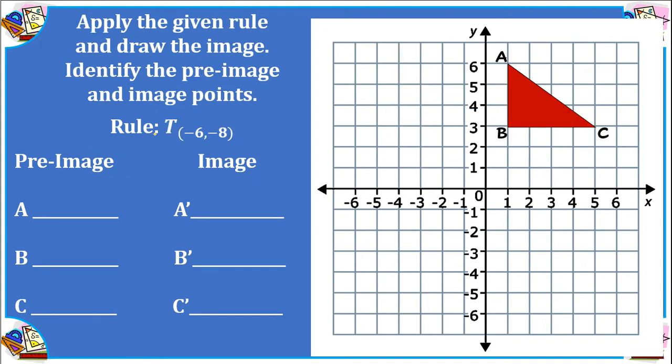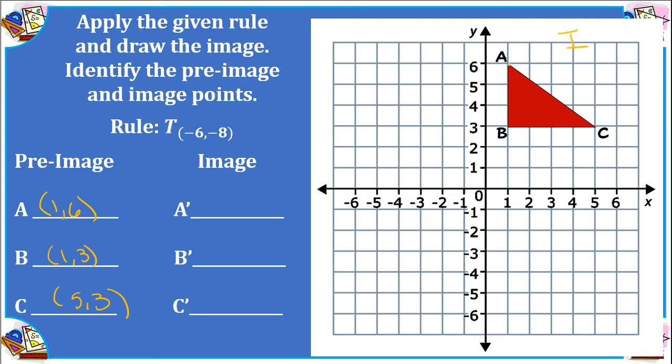Okay, now they're giving us the rule, and we have our pre-image. So let's identify these coordinates. So we have (1, 6), we're in quadrant 1, (1, 3), and (5, 3). We are going to move left 6 and down 8. So we can do it graphically first, and then I'll show you how you can do it algebraically.